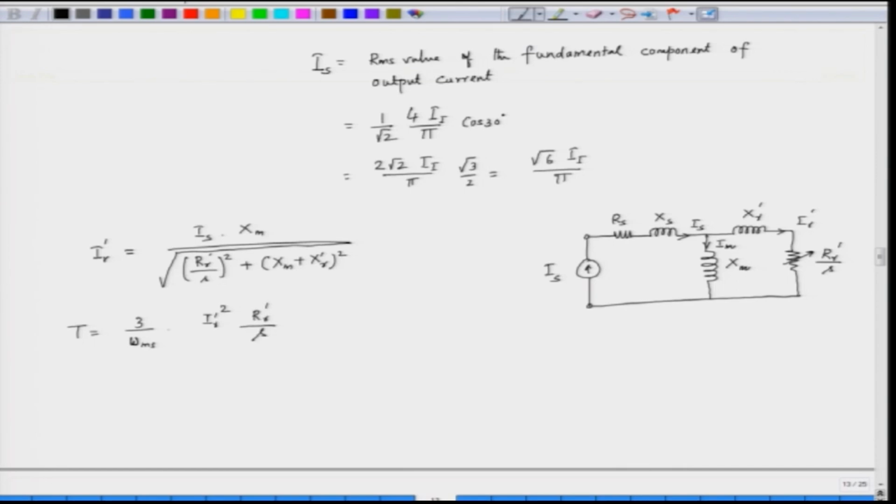So, we substitute the value of I_R prime here. So, that is equal to 3 divided by omega_ms into I_S square X_M square divided by (R_R prime by S) whole square plus (X_M plus X_R prime) whole square. So, this is in the denominator. So, into R_R prime by S. Now, this is the torque versus slip. So, torque is a function of slip.